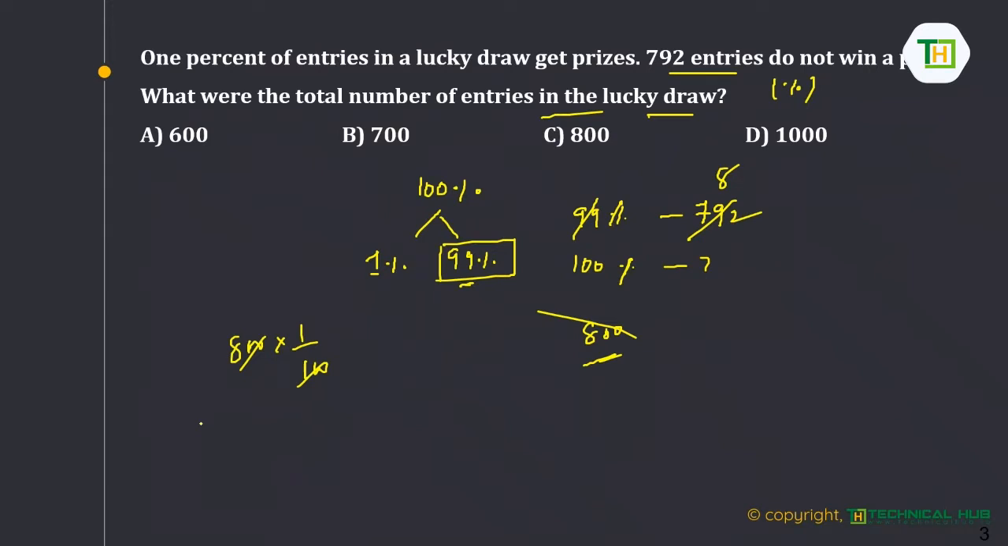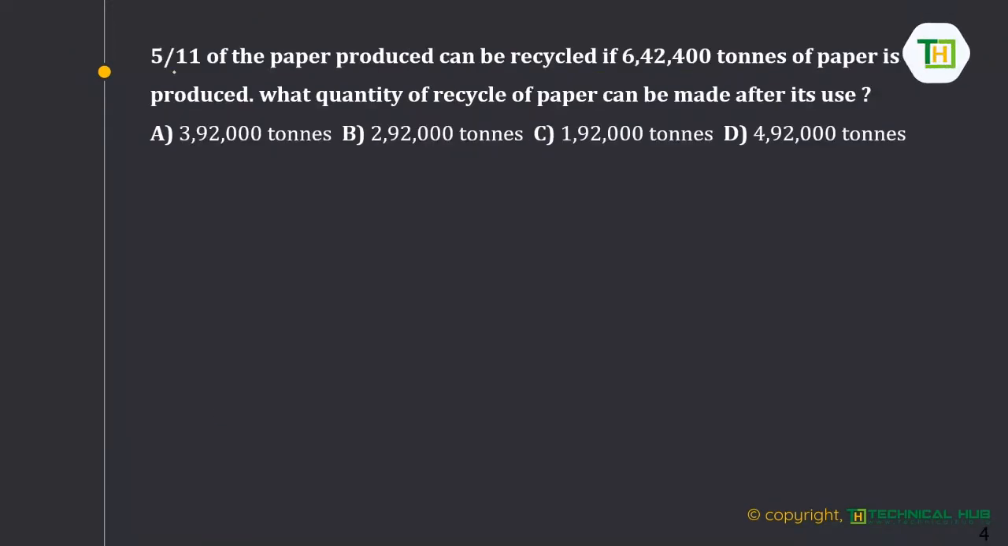Moving to the next question. 5/11th of the paper produced can be recycled. If 6,42,400 tons of paper is produced, the total value is given. Then what quantity of recycled paper can be made after it is used? It's a very simple question, since the total value is given.